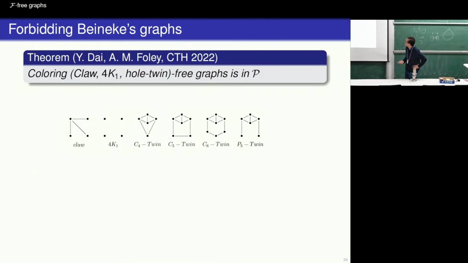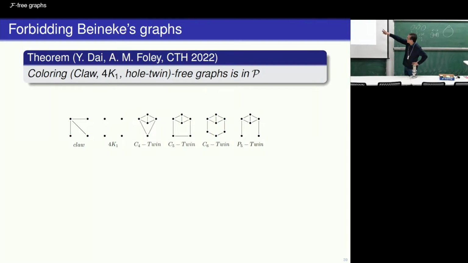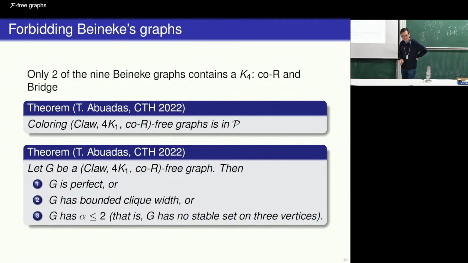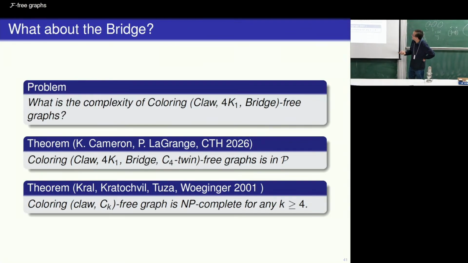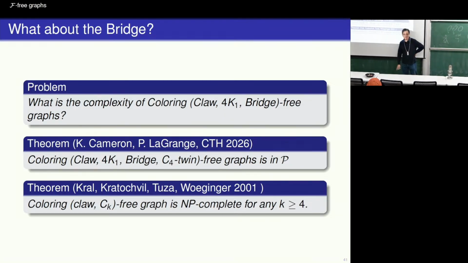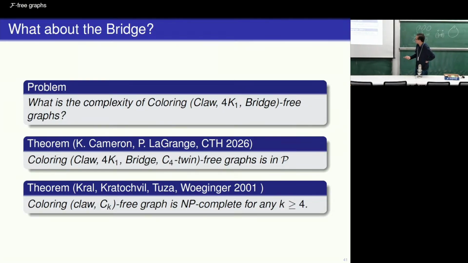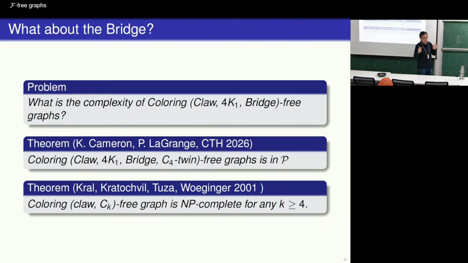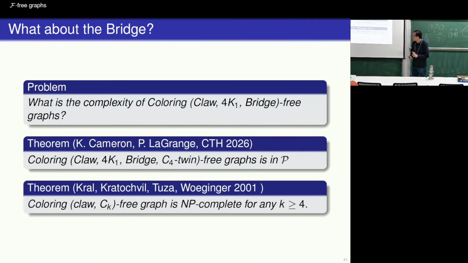So as I mentioned, if I forbid hole twins, I know how to color it. If I forbid the graph co-R, it's called co-R because in the complement it looks like the letter R. Right, that's one. Okay. I don't know how to do the bridge, but if I forbid a C4 twin, then I can do it. I want to mention an important result by these authors: if you forbid a claw and a C_k for fixed k at least 4, the coloring problem is NP-complete.